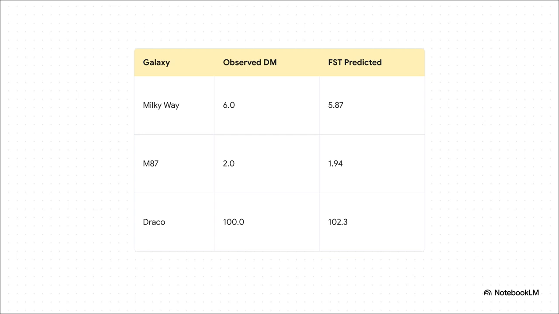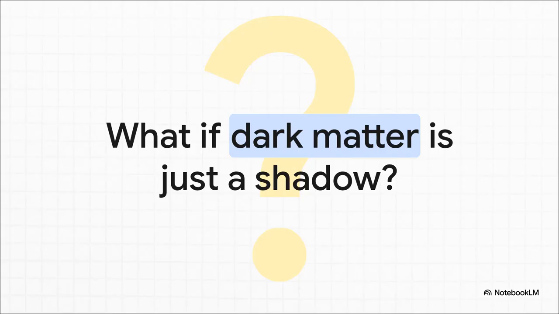Look at the Milky Way. Observed dark matter fraction of 6.0, FST predicts 5.87. M87 is 2.0 observed, 1.94 predicted. And Draco, a super-dense dwarf galaxy, is 100 observed and 102.3 predicted. It's all just determined by the density and age of the central engine generating that complementary matter. It perfectly fits. So it leaves us with this really profound realization about our universe.